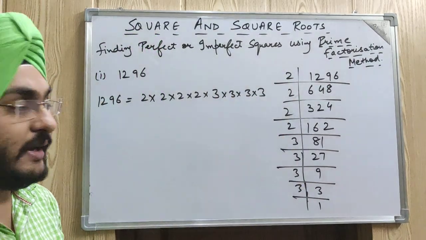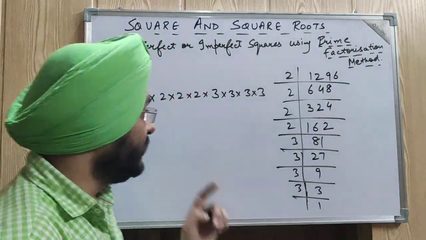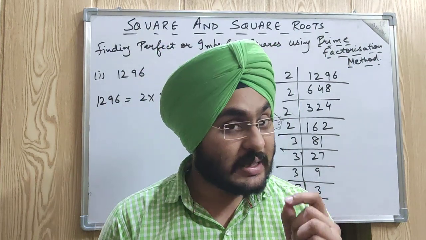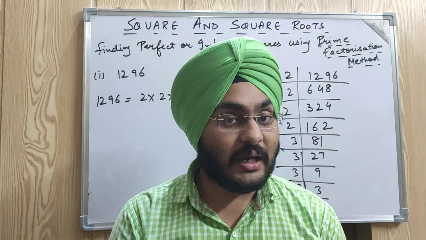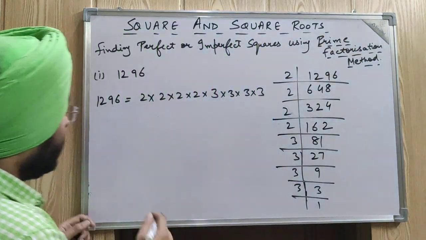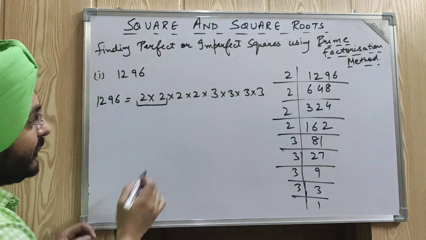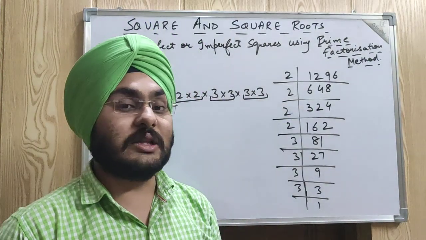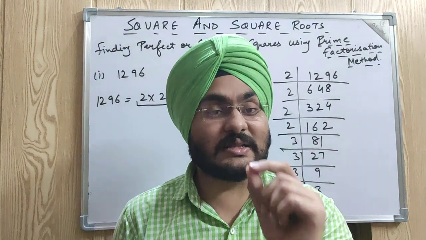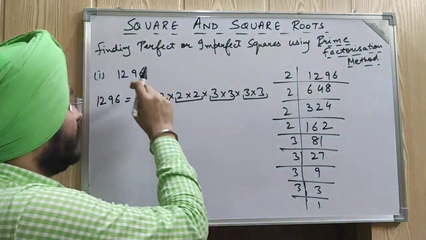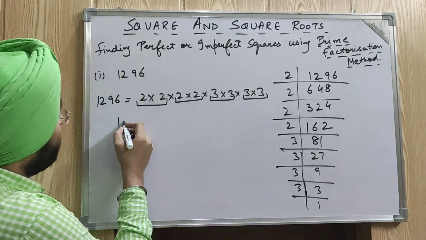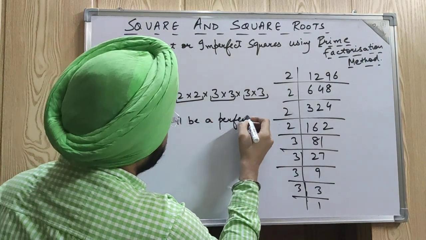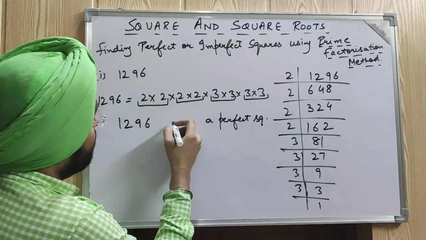Now start making pairs of equal numbers here. I am saying start making the pairs of equal numbers. This 2 and 2 is making a pair, this 2 and 2, this 3 and 3, this 3 and 3. If all the pairs have been made and nothing is left alone, then it means it is a perfect square. So I will say 1296 is a perfect square.